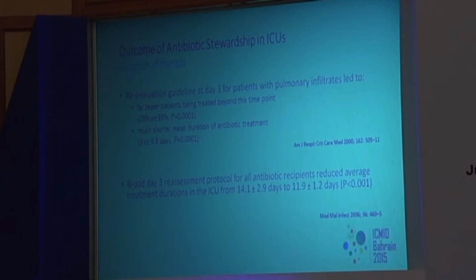Re-evaluation guidelines, which I mentioned either on day 3, day 7, day 10, or several of these days, at day 3 for patients with pulmonary infiltrate, led to far fewer patients being treated beyond this time point, 28% versus 93%. When you help by re-evaluating on day 3, you have made a 28% consumption compared to 93% where the doctors were just to continue on their own targeting a pulmonary infiltrate, which could be anything, not necessarily pneumonia. Much shorter mean duration of antibiotic treatment of 3 versus 9.8 days.